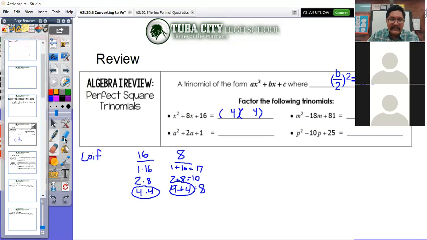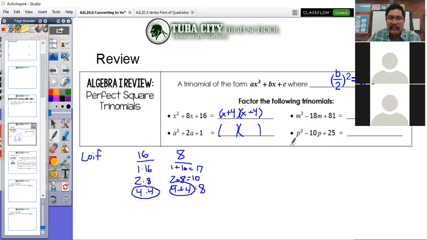But I'm going to, again, just try to keep things simple. So that's going to be positive 4 and positive 4. So x and x. So there you go. We have factored our first one. Now, it seems pretty complicated again, but it's actually not that bad. So let's go ahead and try the next one.